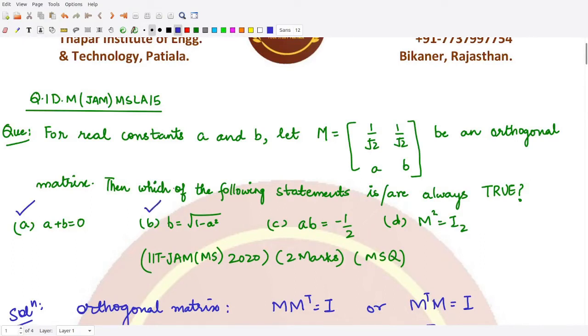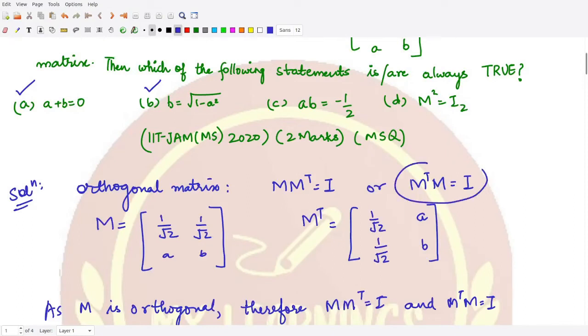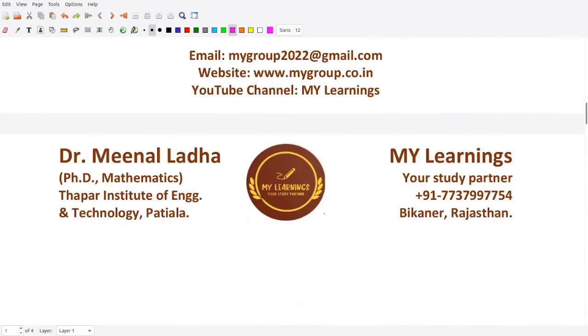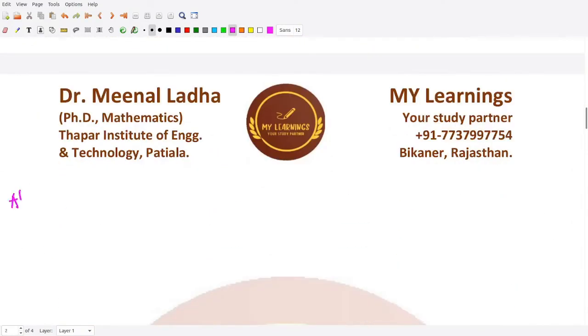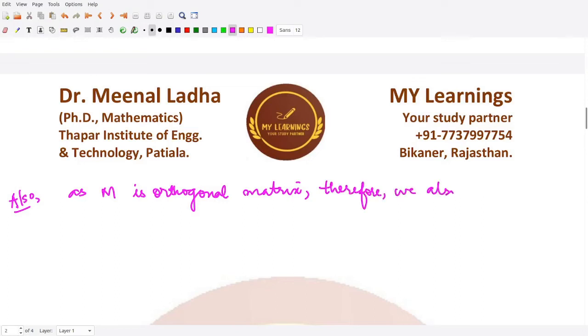Now let's look at this second condition over here, M transpose M is equal to I. Do we end up at some other condition? So let's see. Also, as M is an orthogonal matrix, that is given to us, therefore we also have M transpose M, that is the identity matrix.